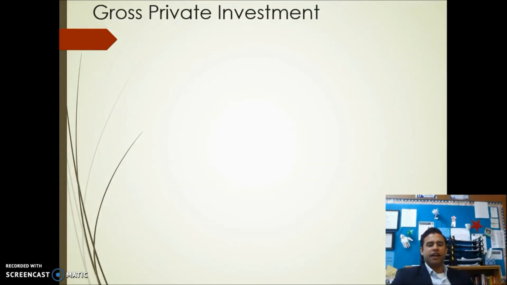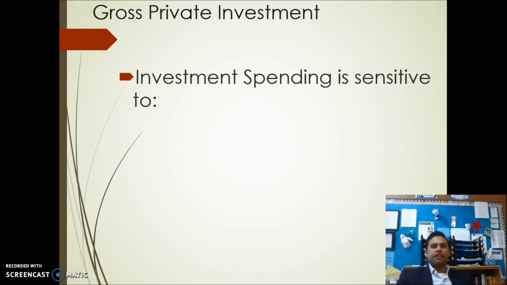All right, so let's continue now with gross private investment. We already talked about consumption. Let's talk about gross private investment, the next component of SIGEX, the next determinant of aggregate demand, and that is I with a subscript of G, and it is investment spending, and it's sensitive to real interest rates. This is our main thing.